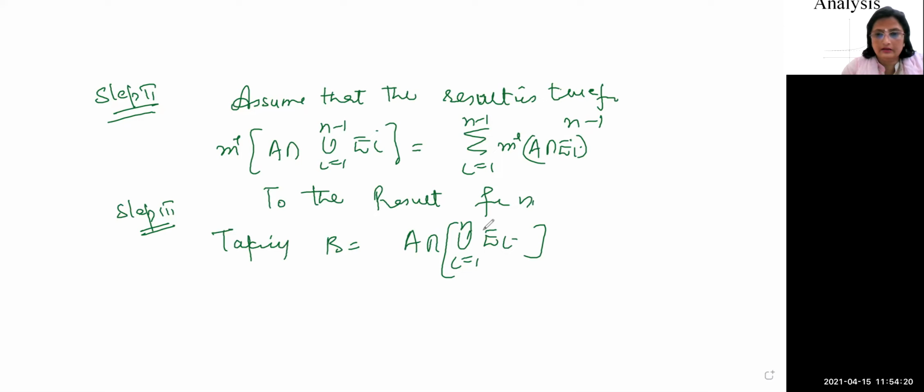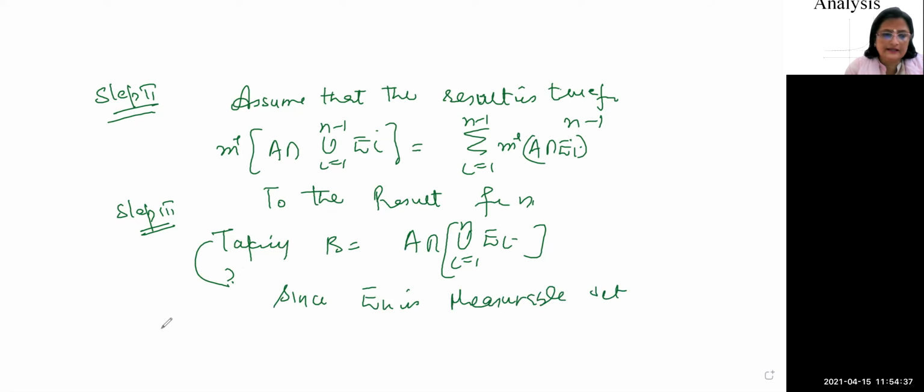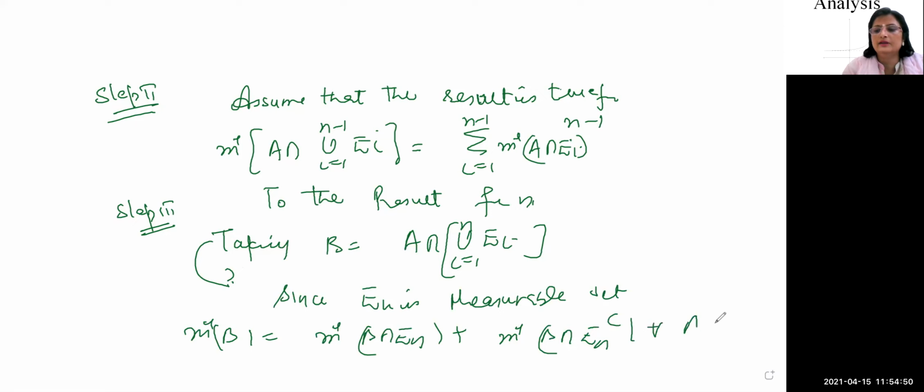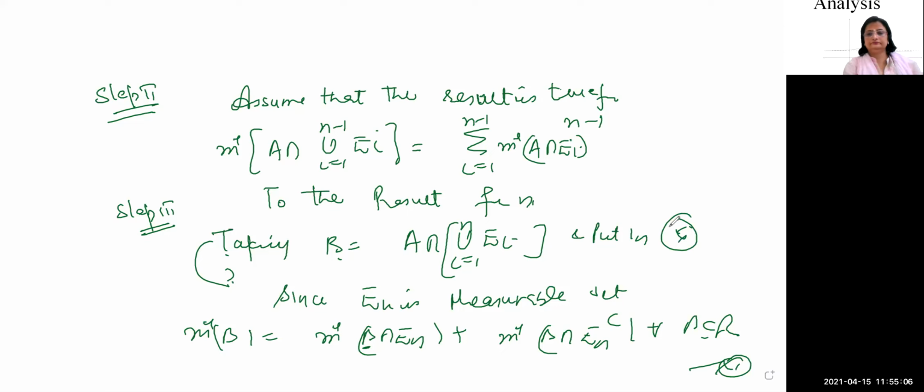So why have we taken B? Why did we take B? Before this, one more step will come. Since each En is measurable, it implies for any set B, we apply the measurability condition: m star B is equal to m star B intersection En plus m star B intersection En complement, for all B contained in R. Now this B is the test set we have assumed. Now we will put it in star.